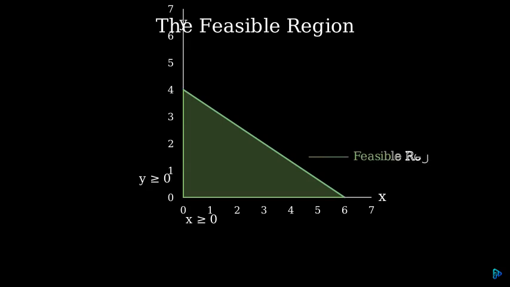The area where these three overlap is a triangle. Any point inside this triangle is a valid choice for our workshop. Any point outside? Impossible. It would break one of our rules.